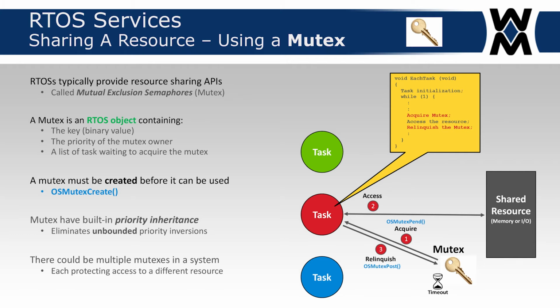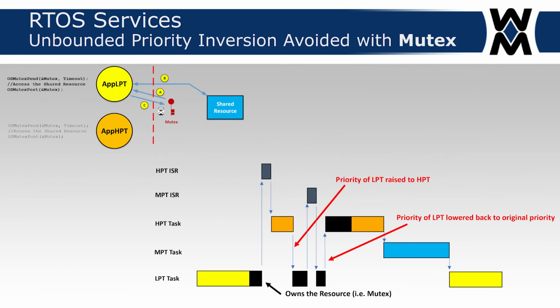So, same scenario as the previous idea with the semaphore, except this time we're using a mutex to access a shared resource. The low priority task executes. It's preempted by an ISR that triggers a high priority task. The high priority task says, I'd like to have that resource, but it's owned by a low priority task. So what I'll do is raise the priority of this low priority task temporarily while it's accessing the resource.